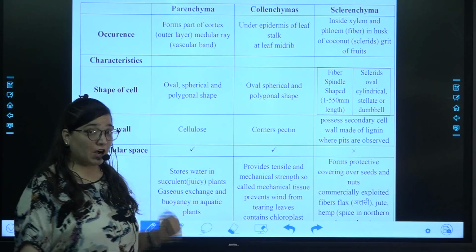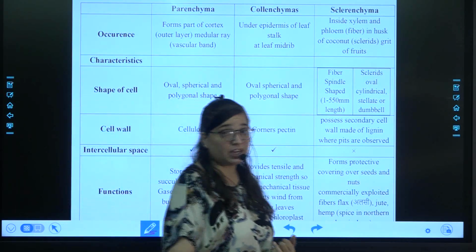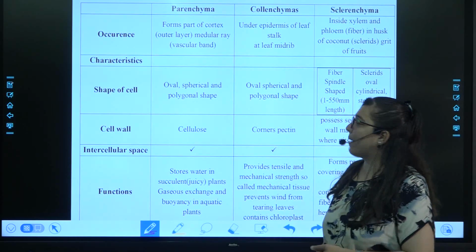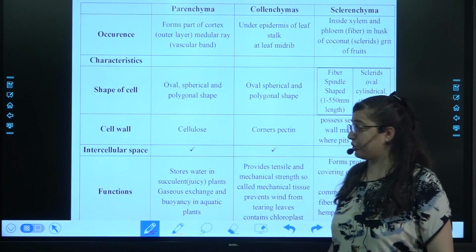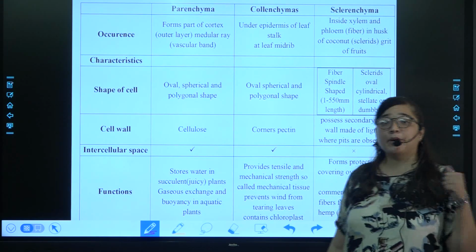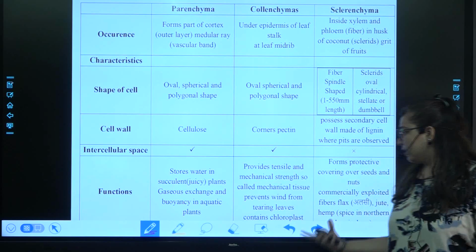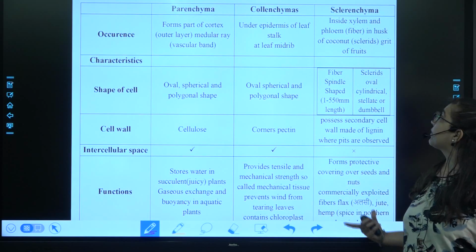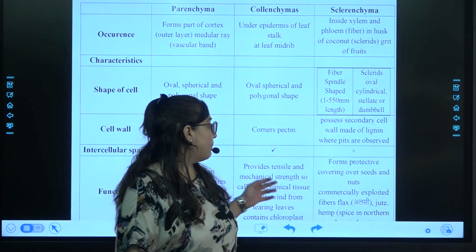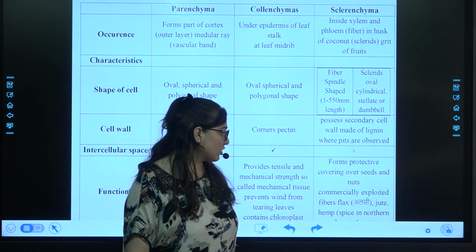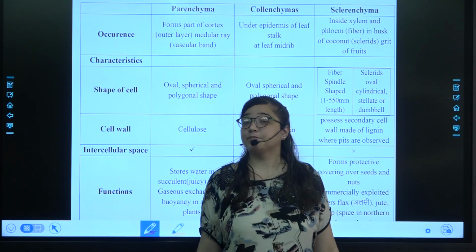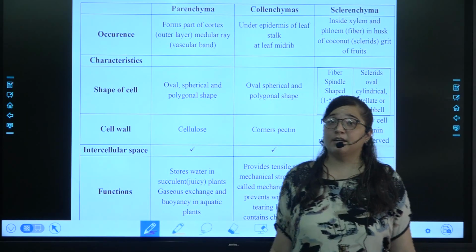Coming to the basic functions, the buoyancy, the gaseous exchange and the juicy material, that is because of the parenchyma tissue. Coming to the collenchyma tissue, they provide a tensile strength and it prevents the wind from tearing off the leaves. Coming to the sclerenchyma tissue, then they are generally commercially exploited. The best example of it is the fibers flax, jute and the hemp, and they provide a protective covering over it. Let's now move further.